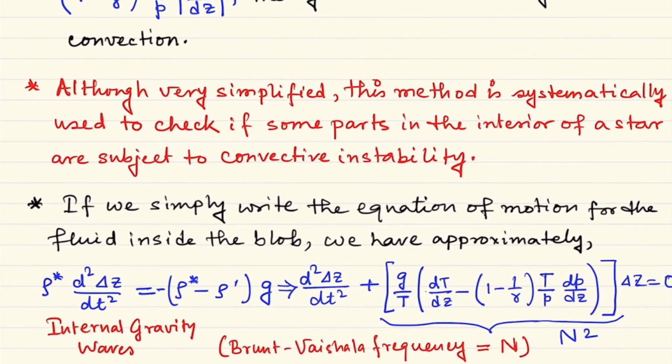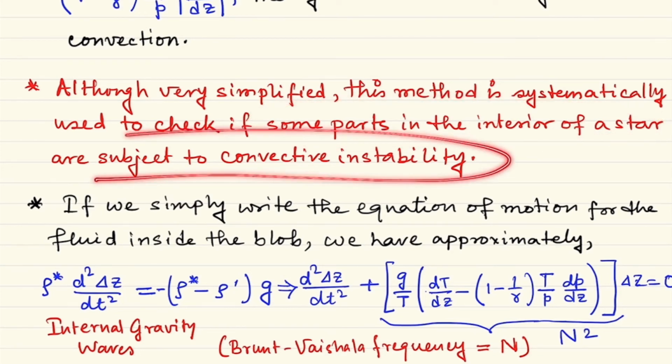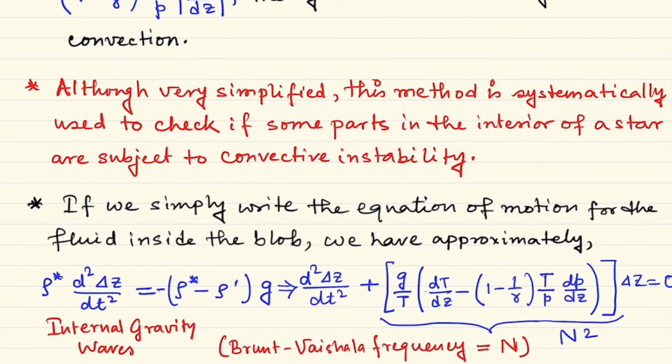Okay. Although our system analysis is very much simplified, and we have not systematically written the equations of dynamics, at the end our method gives a conclusion which is quite intuitive. And believe me, this type of method is actually used to check systematically if some parts in the interior of a star, for example the sun, are subject to convective instability or not. This type of simplified treatment.